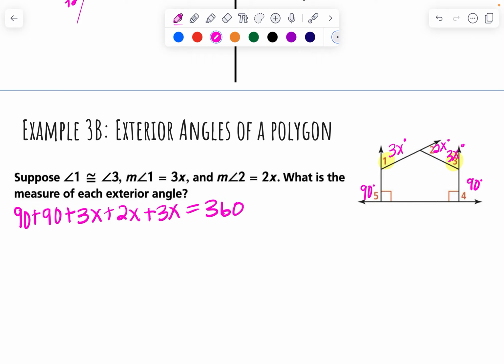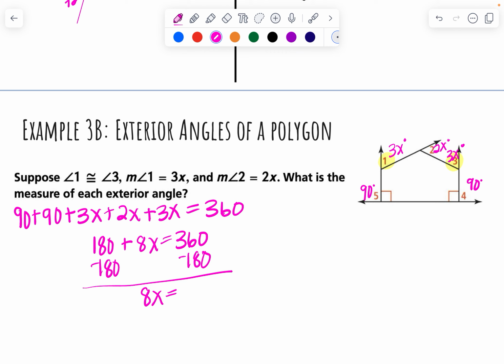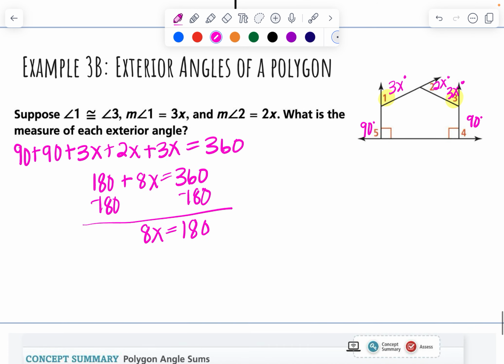Combining like terms, 90 and 90 is 180. 3x and 2x and 3x is 8x. And then solving here, we'll take 180 from both sides. So 8x is 180. And then dividing both sides by 8, we'll get x is 22.5.